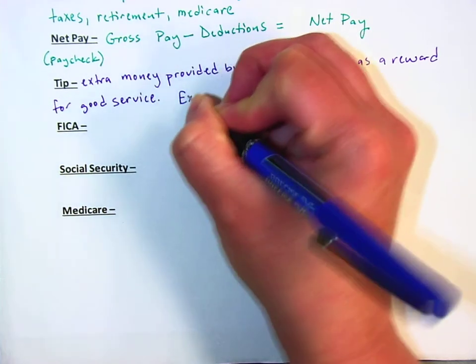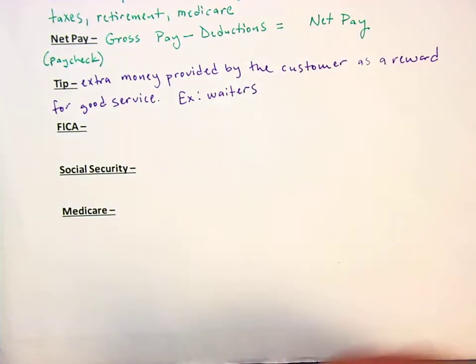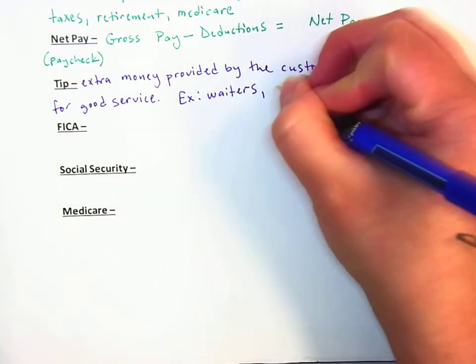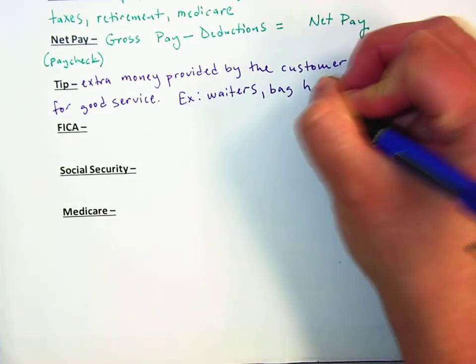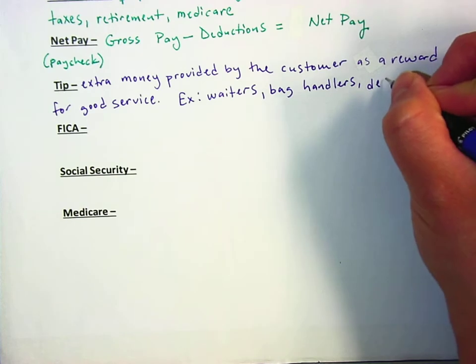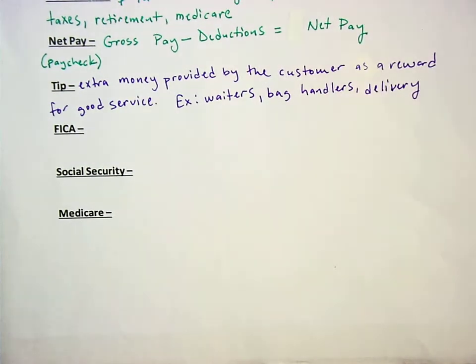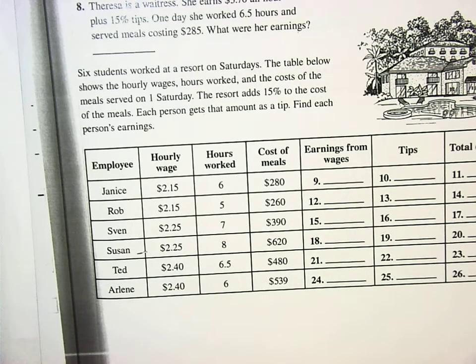Examples include waitresses or waiters. Also bag handlers, people in hotels, delivery people. Also, these people generally, if they are accepting tips, especially waiters and delivery people, people who handle food, their employers will actually pay them less than minimum wage, which is legal because they get tips, which is kind of crazy.